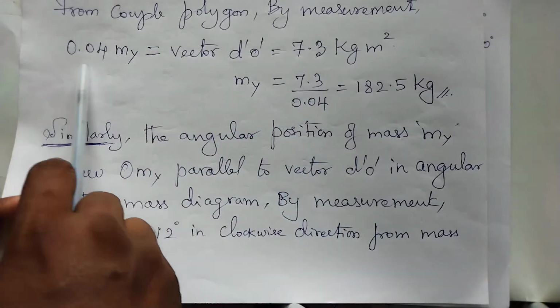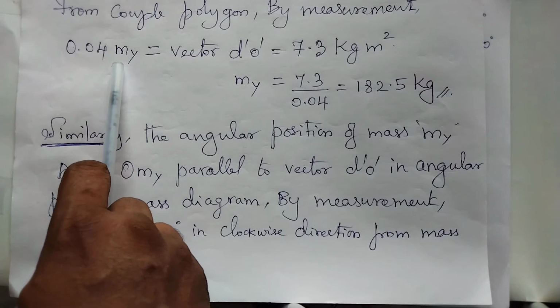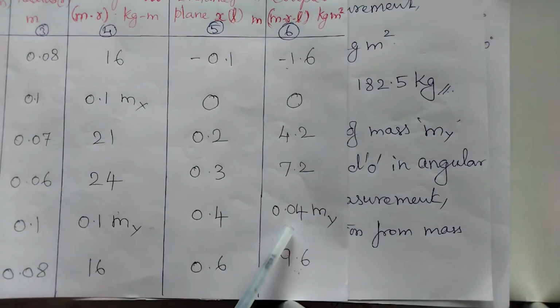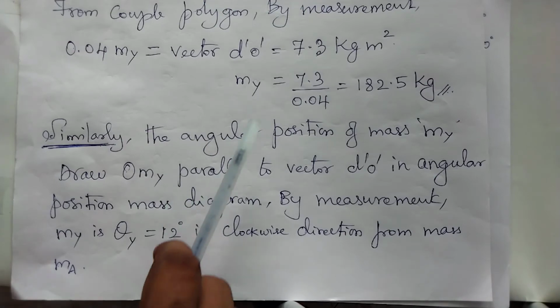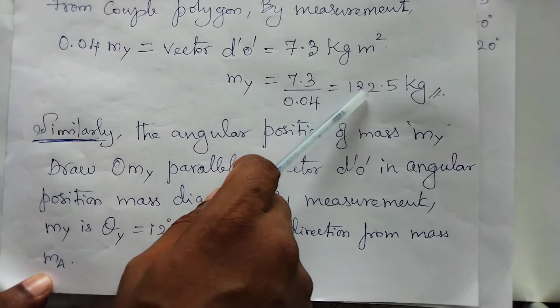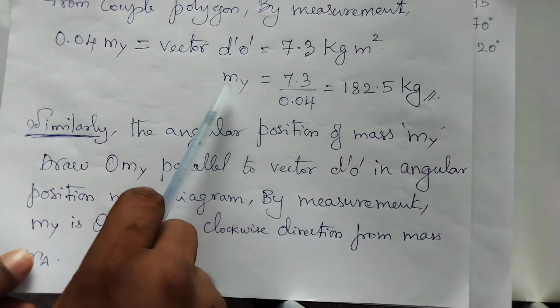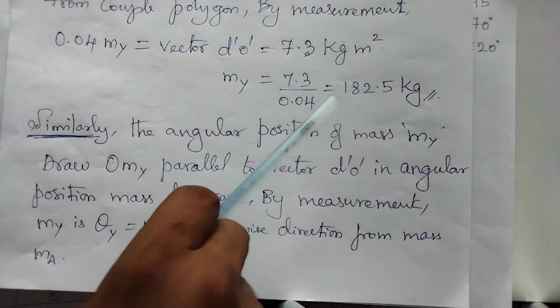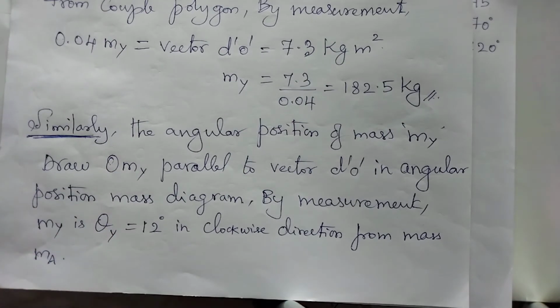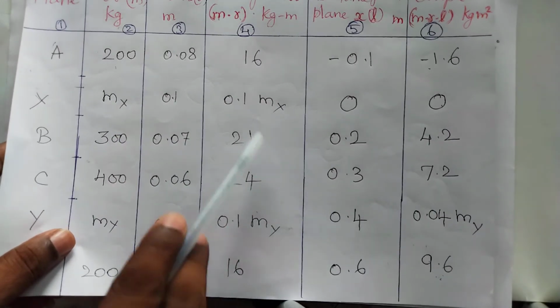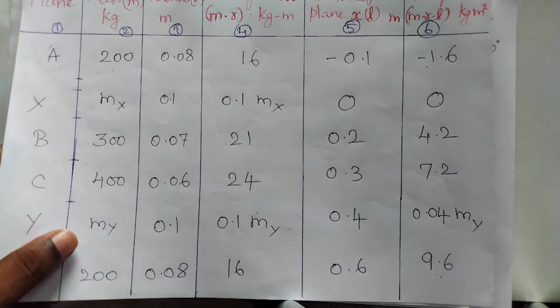Already the unknown mass is 0.04 My. You can see here, this is 0.04 My from the couple table. This is equal to the vector from the measurement you have seen. So from this, My equals 7.3 divided by 0.04, and you will get 182.5 kg. So the mass of the coupled plane we have calculated comes to around 182.5 kg. Next we are supposed to draw the force polygon. Now that we have found the mass here, the only unknown is this one. So next we have to draw this force polygon.